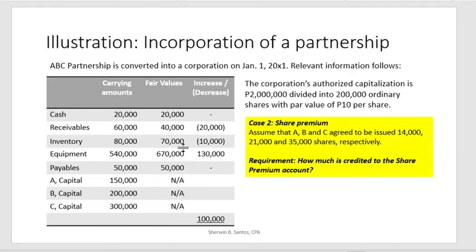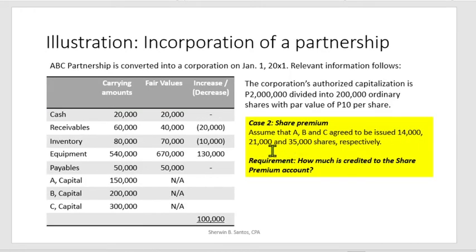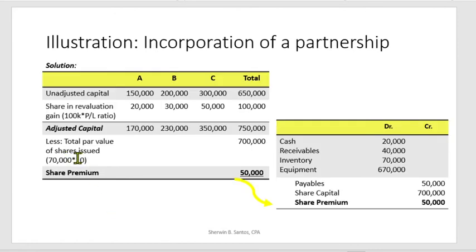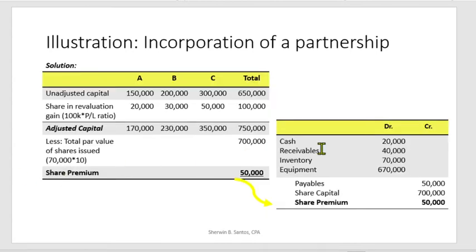Since ang tinatanong is the total share premium account, mas madali kung ganito ang magiging procedure mo. The total par value of the shares issued o yung i-issue, ang sabi kasi, ang gusto ni A, B, and C, 70,000 total, di ba? 14, 21, and 35, 70,000 shares yan. So, 70,000 times 10 ka lang dyan, dahil yun ang par value niya per share. So, 70,000 times 10 is 700,000. So, 750 minus 700,000 is your share premium.